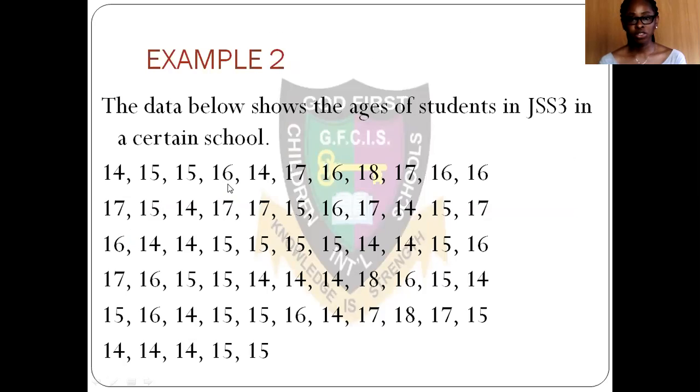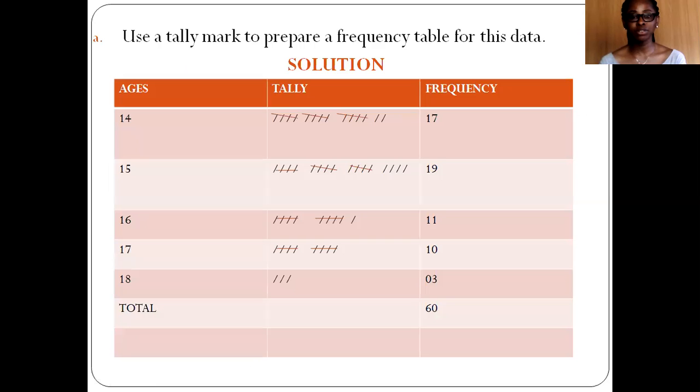16. This is 1, 2, 3, 4, 5, 6, 7, 8, 9, 10, 11. So 16 appears 11 times. This is 16. This is our 5, 10, and this is 11. This is where you can write your tally, and this is 11.